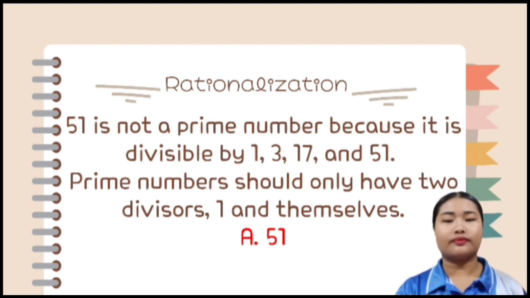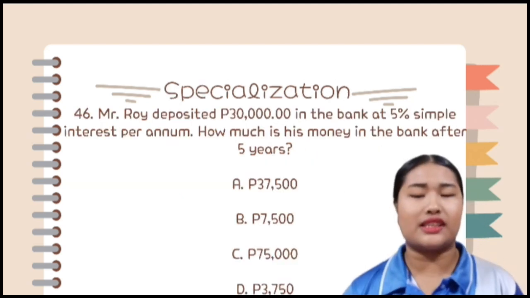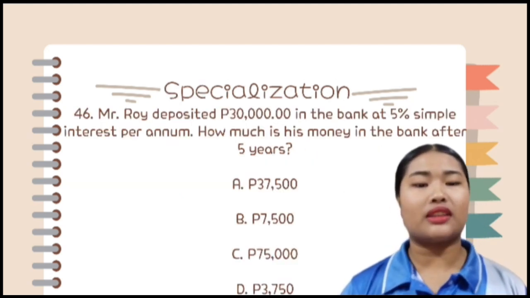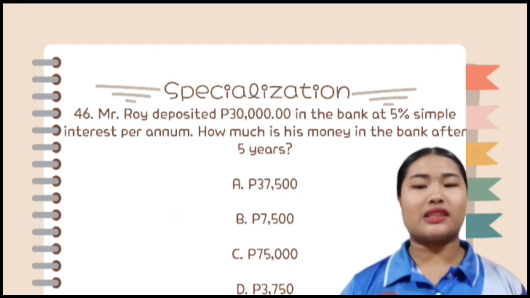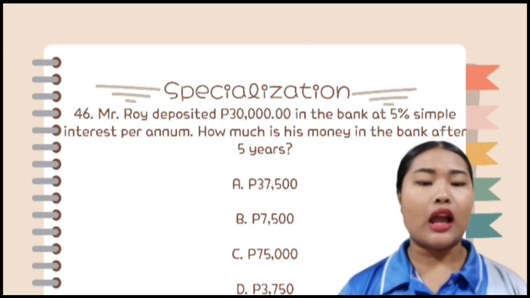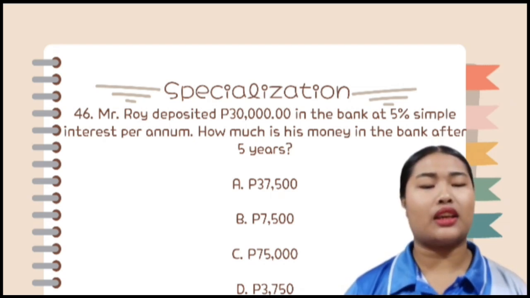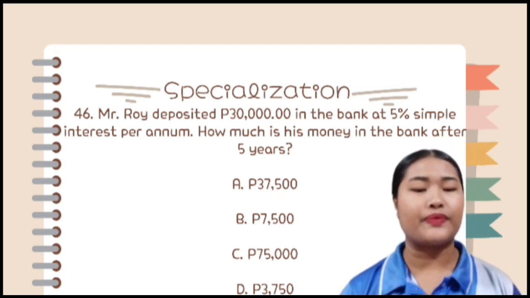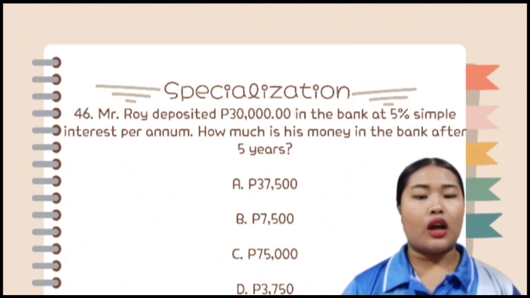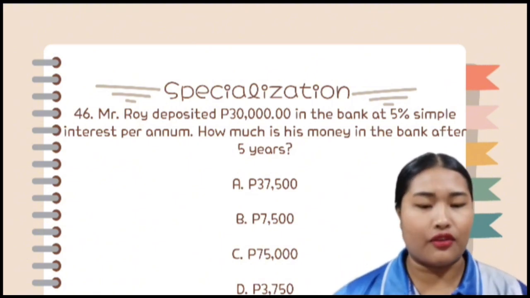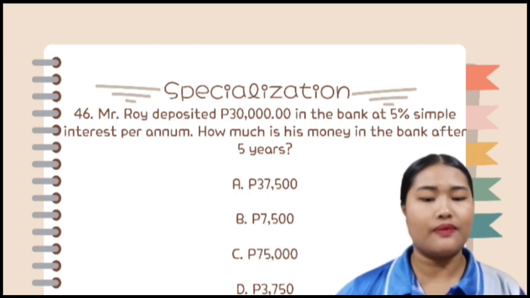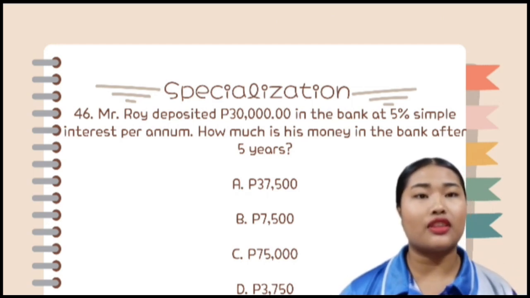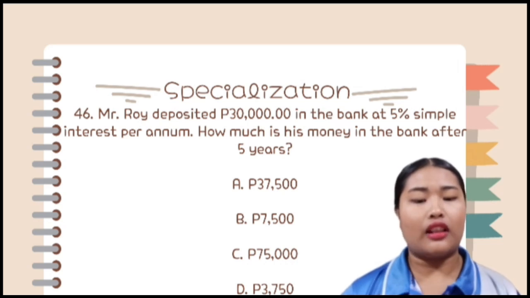Number 46. Mr. Roy deposited 30,000 pesos in the bank at 5% simple interest per annum. How much is his money in the bank after 5 years? Letter A, 37,500. Letter B, 7,500. Letter C, 75,000. Letter D, 3,750.